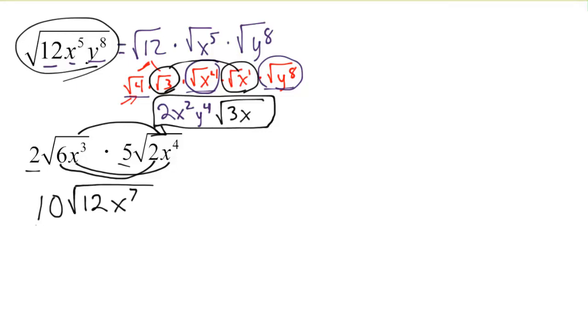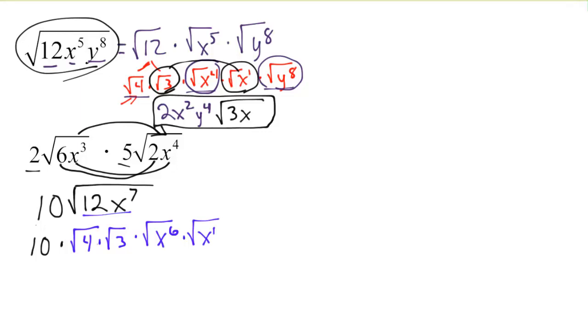Now this 10 is just going to hang out here as a multiplication, so 10 times. And then I'm going to rewrite each of these numbers under here as a perfect square component and a non-perfect square component. And 12 can be rewritten as the square root of 4 times the square root of 3. And x to the 7th can be written as the square root of x to the 6th, because I wanted to have even exponents to make perfect squares, and what's left over out of that 7 is x to the 1st.